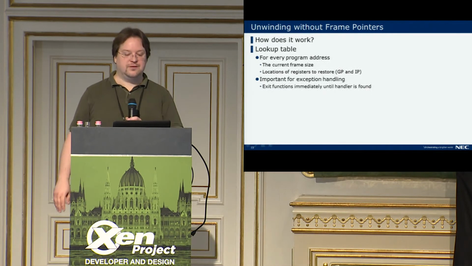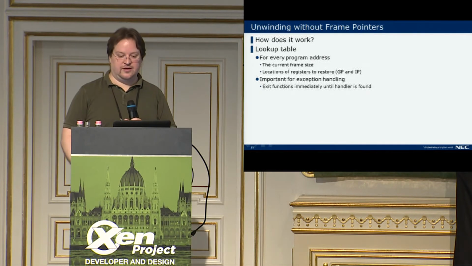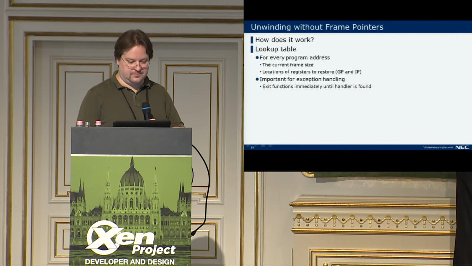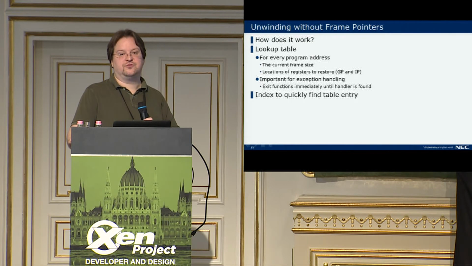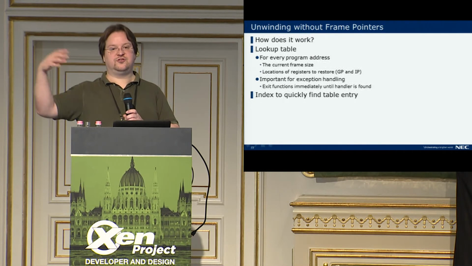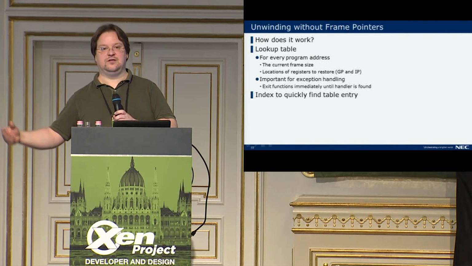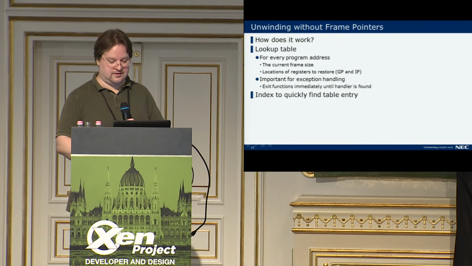Of course, it's a bit more involved than that because a simple lookup table would obviously be huge. There's also an index that allows you to quickly find the correct table entry. And as I said, this is quite important and was originally, I think, developed for exception handling, where if an exception occurs, you really need to immediately jump out of your function and basically go back your call chain to figure out where an exception handler would be.